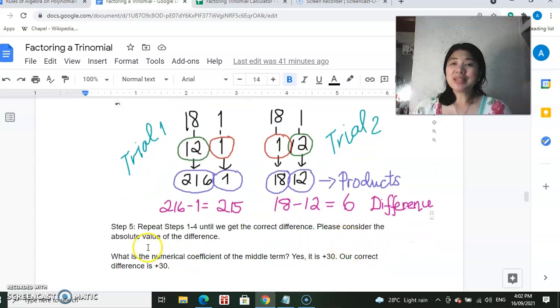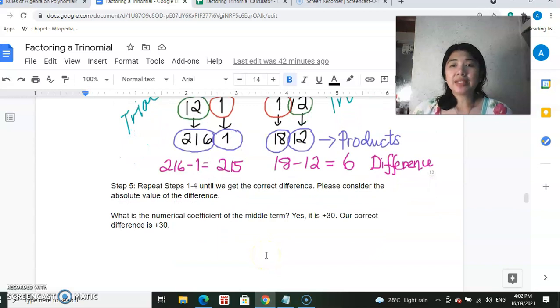And yes, you will repeat steps 1 to 4 until we get the correct difference. Please consider the absolute value of the difference. Okay, the signs won't matter. Just get the absolute value.